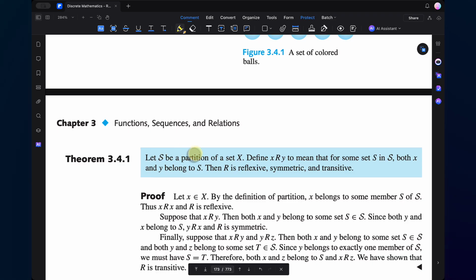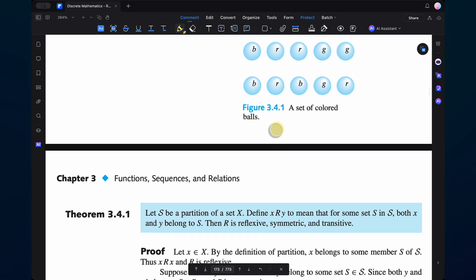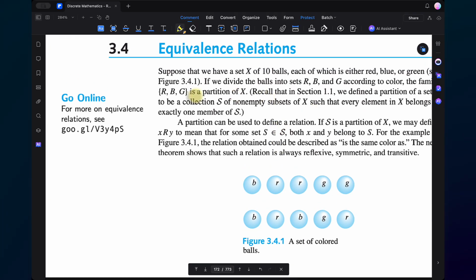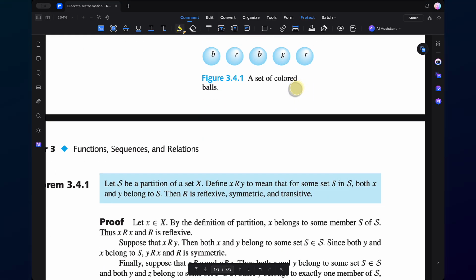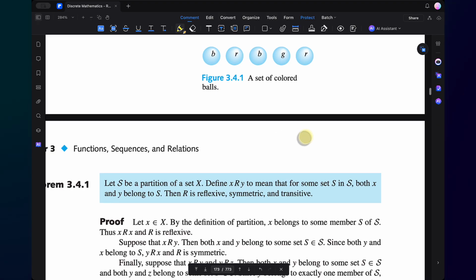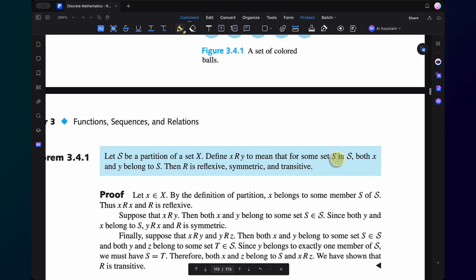Let S be a partition of a set X. A partition, think of it as you chop it up into distinct sets, where there are no two elements in common and things of this nature. So if you have a partition of a set, then if we define x R y, x is related to y, to mean that for some set s in S, both x and y belong to s, then R is reflexive, symmetric, and transitive.